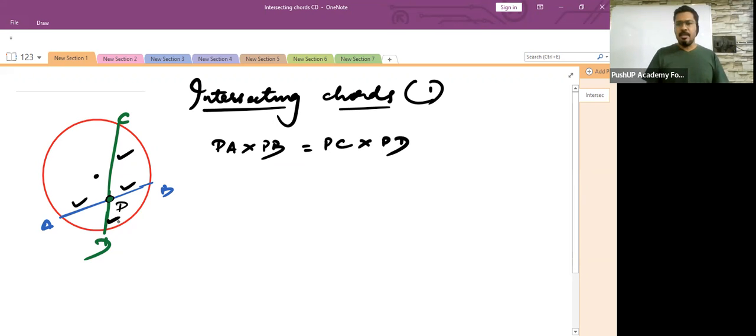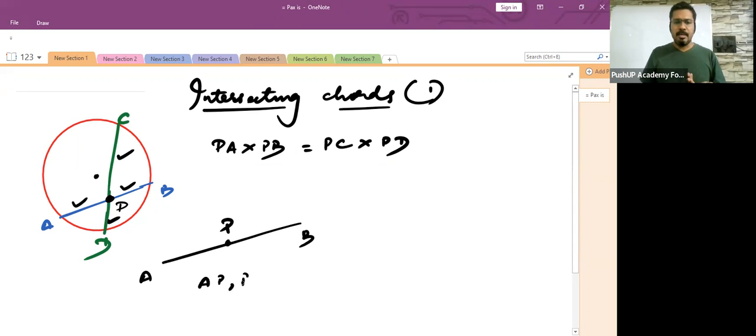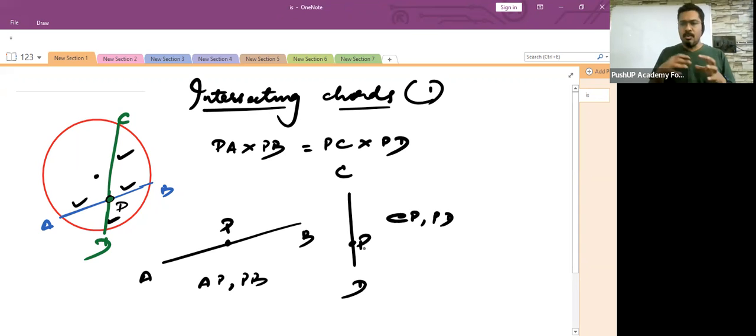You can see that the two intersecting chords are divided into four different parts, isn't it? If you notice, this chord AB at point P is divided into two parts. One is AP and the other one is PB. The other chord CD has been divided into two parts at this point P, that is CP and PD. So how can we relate them in one single equation? That is PA into PB is equal to PC into PD.